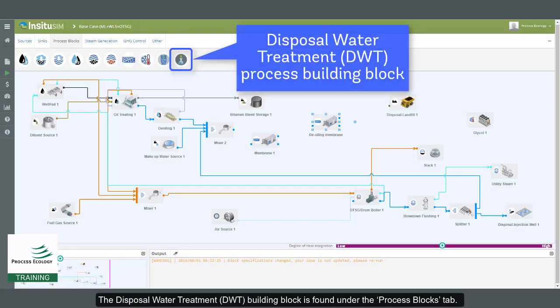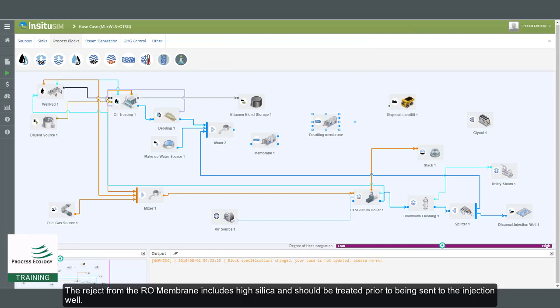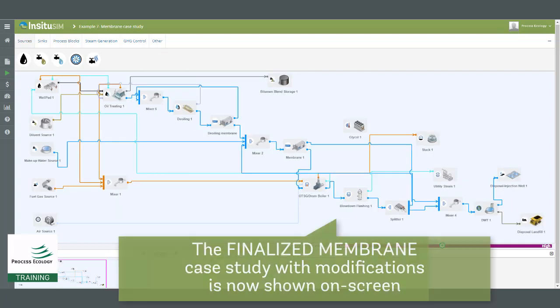The disposal water treatment building block is found under the Process Blocks tab. The reject from the RO membrane includes high silica and should be treated prior to being sent to the injection well. The finalized membrane case study with modifications is now shown on screen.